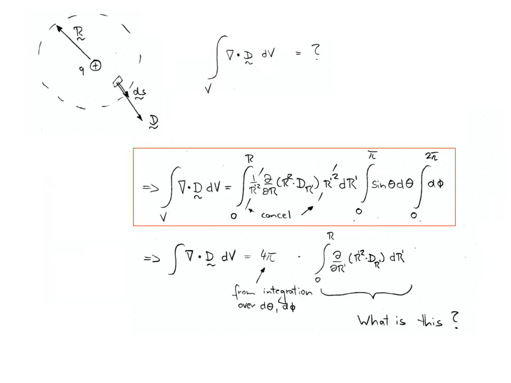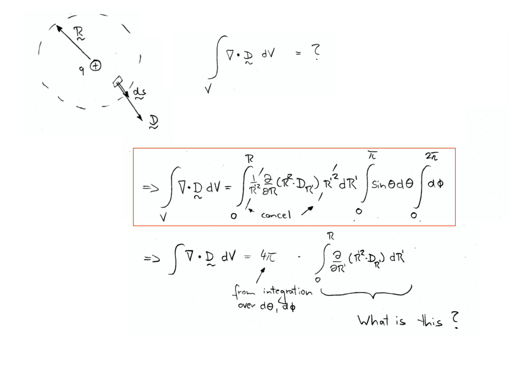With this preparation, we can now solve the integral, the volume integral over the divergence of the field vector inside this virtual Gaussian sphere. The three integrations are written out in the red box. The last two integrations over theta and phi just give a constant factor 4 pi. Integrating over sine theta from 0 to pi is equal to 2, and integrating over phi from 0 to 2 pi is equal to 2 pi. Together, that's a factor of 4 pi.